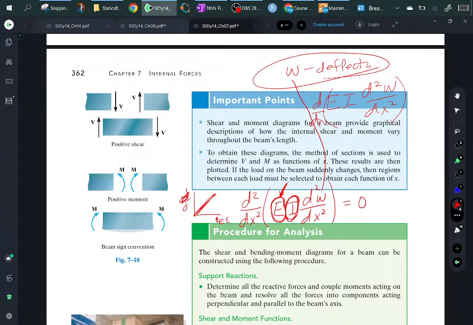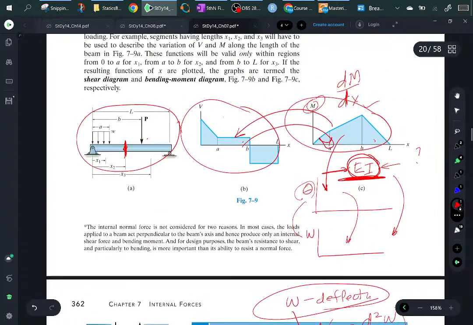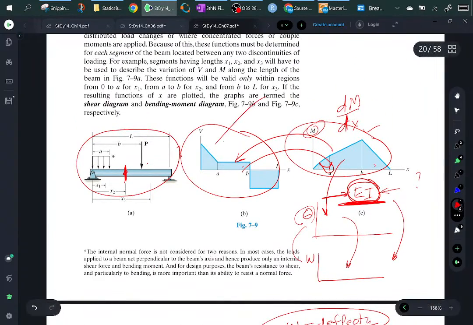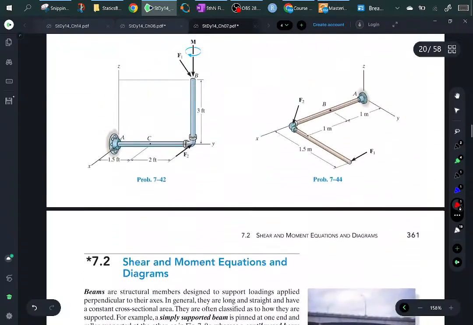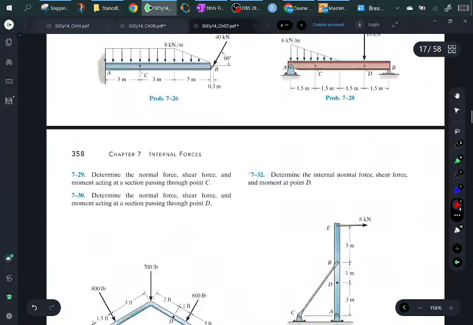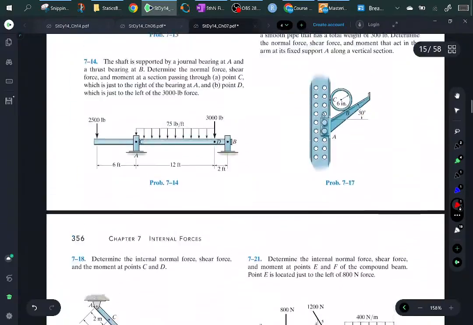Some of them are just direct integrations and differentiation. Other ones, there's little tricks along the way that you'll learn how to do. So we're not going to the point where we're doing a shear diagram and a moment diagram, but be aware of what you're learning here in this part when you're doing these things.